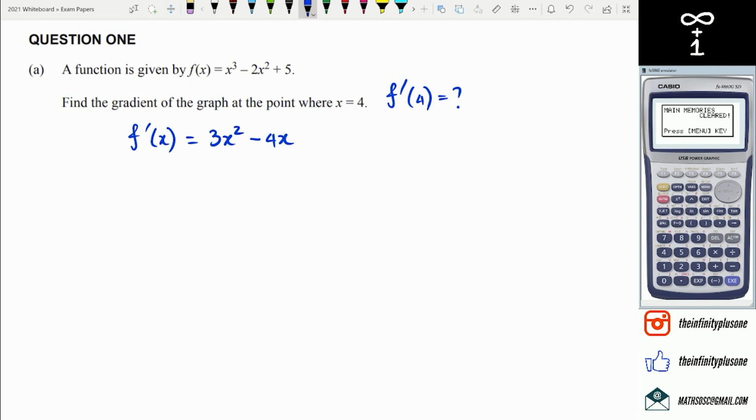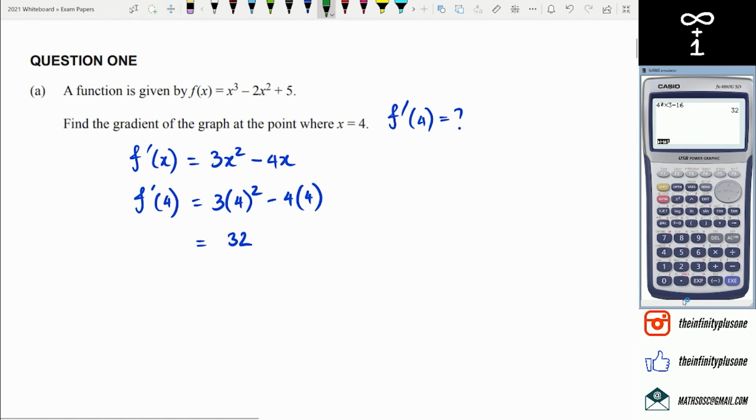Now I need to find the gradient of this function at 4, so I'm replacing all the x's with 4. I've got 3 times 4 squared minus 4 times 4. I'm putting that on the calculator straight away. I probably could do this in my head, but I'm a little short on time and I don't want to waste time making silly mistakes. So there we go, 32 is the answer I'm looking for.